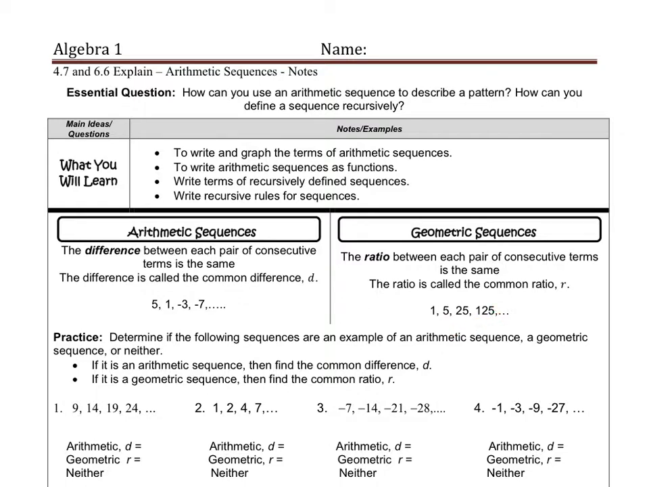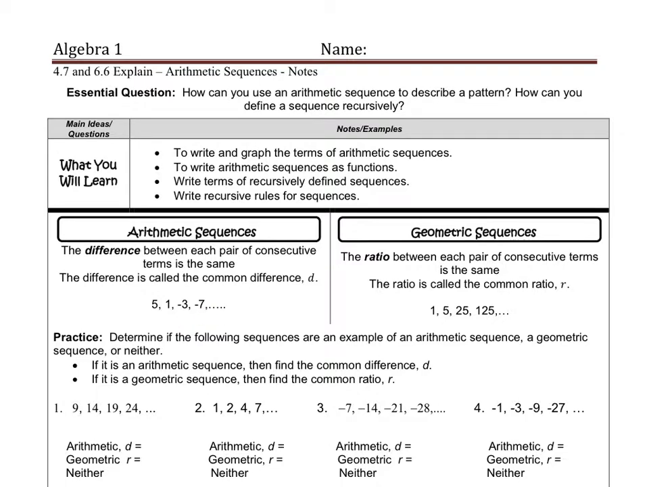Well, just like in linear functions, our arithmetic sequences will have a common difference. That common difference is the number we add or subtract every single time to get to the next term. So when we look at this first example on arithmetic sequences, we've got 5, 1, -3, -7.